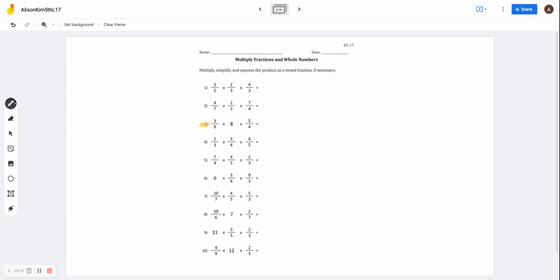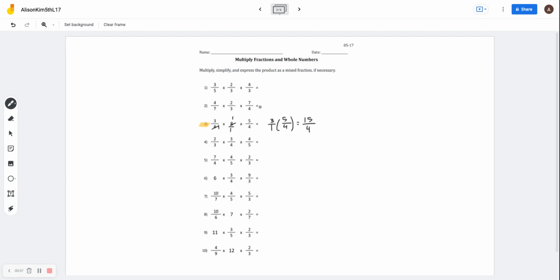So number 3 gives us 3/8 times 8 times 5 over 4. And 8 is a whole number, so it'll be over 1, right? When we multiply 3/8 by 8, the 8s cancel out and become 1s, right? So our new equation would be just 3 over 1 times 5/4. There's nothing else to cross simplify here, so we're just going to multiply across. We get 15 over 5. I'm sorry, 15 over 4.